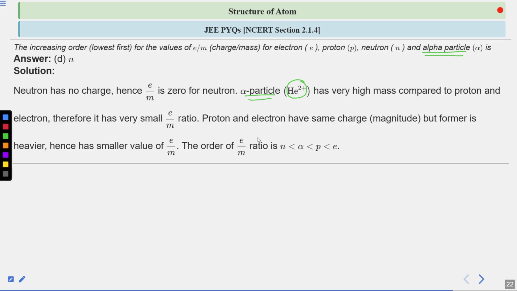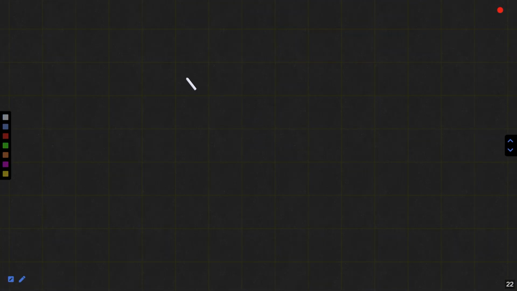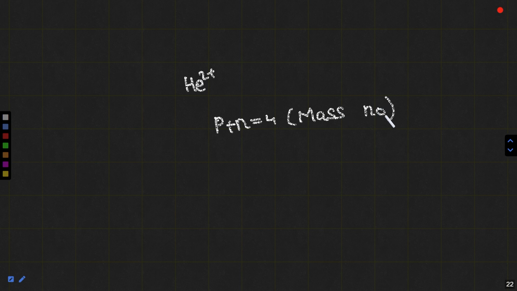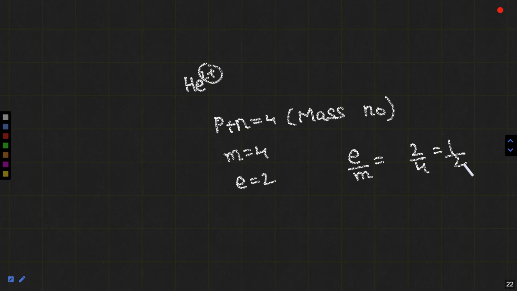Now let us try to calculate for each of these. First, we'll take it for the helium 2 plus. What is the number of protons plus neutrons? Protons plus neutrons is equal to 4, because it is the mass number of helium. So mass is taken as 4. Again, remember it is a relative mass. What is the charge? 2 plus. So charge is 2. Therefore, the e/m ratio, which is charge to mass ratio, will be 2 by 4, that is 1 by 2.